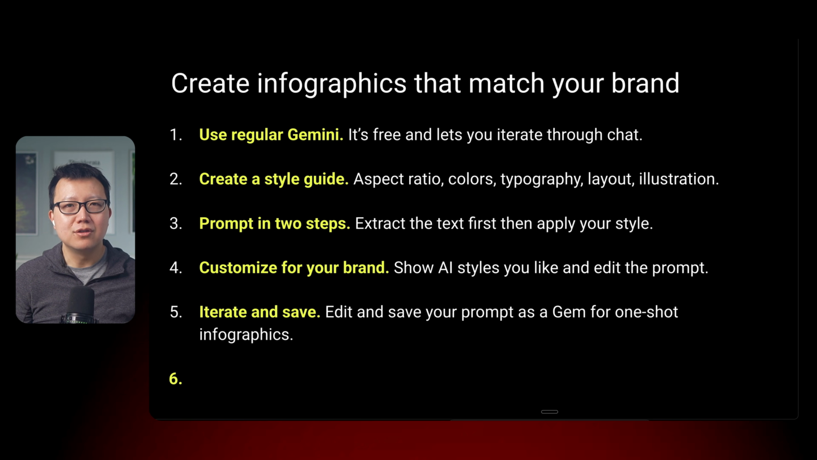And number five is to iterate and save the prompt. So give Gemini additional instructions to improve your infographic. You can ask it to add more text, add more white space, change some colors, and so forth. And then after you're done with all your edits and you have an infographic that you're happy with, ask it to update the original prompt. And then save that prompt in a Gemini gem or project so that in the future, all you have to do is paste in some text that you wrote, and it will generate on-brand infographics each time without you having to paste the prompt over and over again.